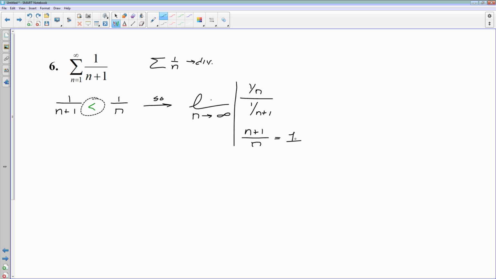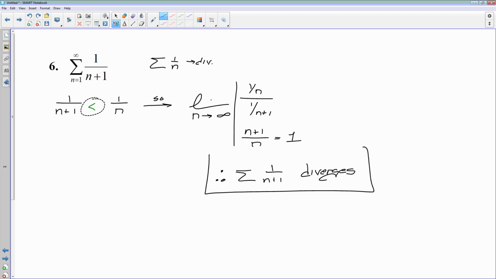And if you get a positive finite number, then they both have the same behavior. In this case, my comparison was a divergent series. Therefore, I know that 1 over n plus 1 also diverges.